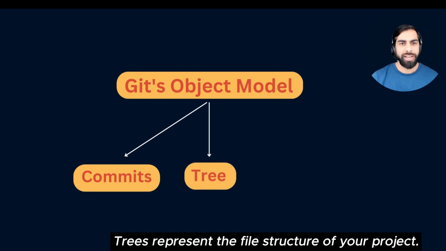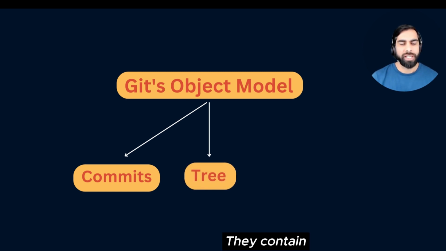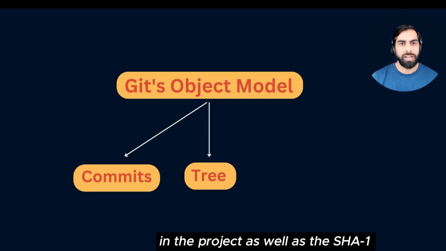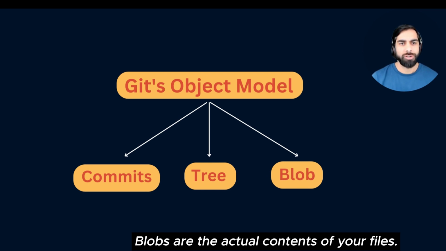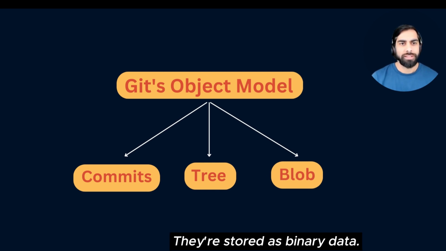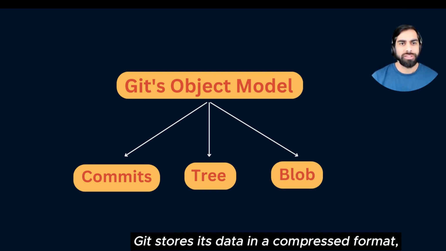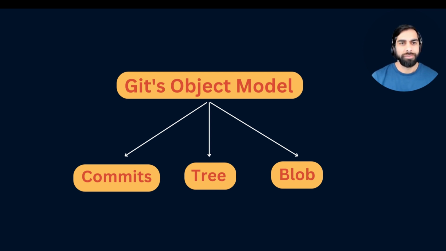Trees represent the file structure of your project. They contain the list of all the files in your project as well as the SHA-1 hash of each file. Blobs are the actual content of your files. They are stored as binary data. Git stores its data in a compressed format, which makes it very efficient. This means that Git can store a lot of data in a small amount of space.